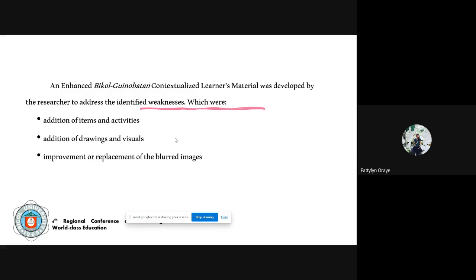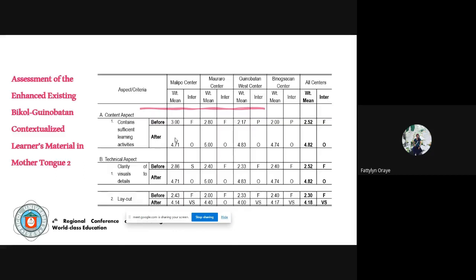So, based from the findings, an enhanced Bikol Guinobatan contextualized learner's material was developed by the researcher to address the identified weaknesses. The researcher did addition of items and activities, addition of drawings and visuals, and improvement or replacement of the blurred images.